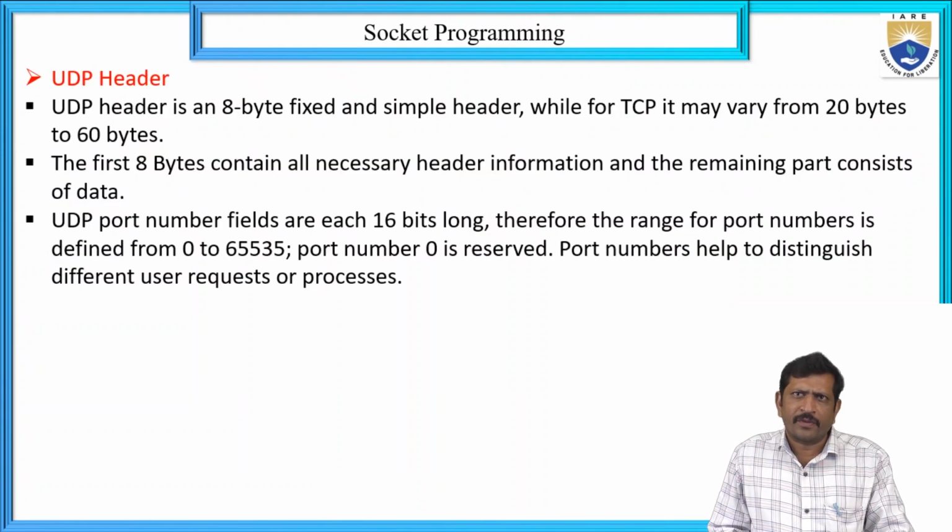And the UDP header. The UDP header is an 8-byte fixed, simple header, while for TCP it may vary from 20 bytes to 60 bytes. The first 8 bytes contain all necessary header information and the remaining part consists of the data. UDP port number fields are each 16 bits long. Therefore, the range of a port number is defined from 0 to 65535. The port number 0 is reserved. Port numbers help to distinguish different users' requests and processes.